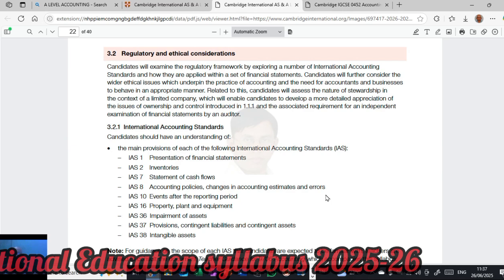So what happens when there are changes in accounting estimates, errors? Events after the accounting period: if there is any event, how to record it, how to plan and report it. Property, plant and equipment: how to record and report, and various concepts related to property, plant and equipment. Impairment of assets: what is impairment, how to deal with it. Provisions, contingent liabilities, and contingent assets. All these concepts we'll be discussing. Intangible assets, concepts related to intangible assets. We'll be discussing all this in detail.